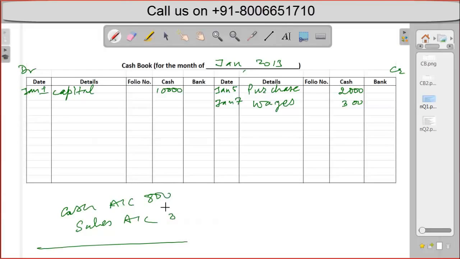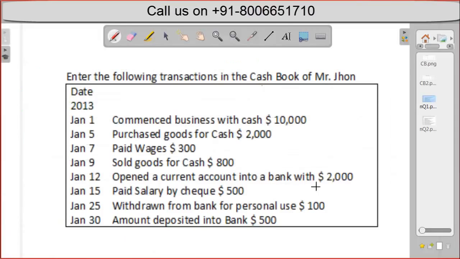Now tell me, in the entry the cash account is debited, so on the debit side in the cash column I will write the amount $800, and in the column for detail I will write the name of the opposite account, that is sales, and in the column for date I will write the date, January 9. Now see the next transaction.